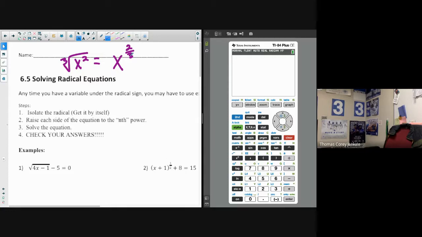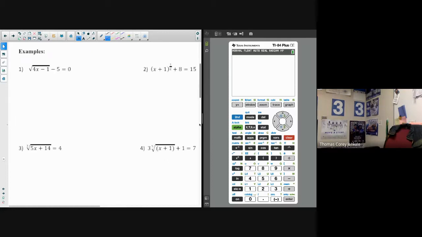And it says here, anytime that you have a variable under a radical sign, you may have to use exponents to solve. And here's a nice handy list. And then notice that that last one is check your answers, because we can solve correctly and then get answers that are called extraneous solutions. So you always want to check for that. So on that note, we'll go ahead and jump right in and see what we can learn about this stuff.